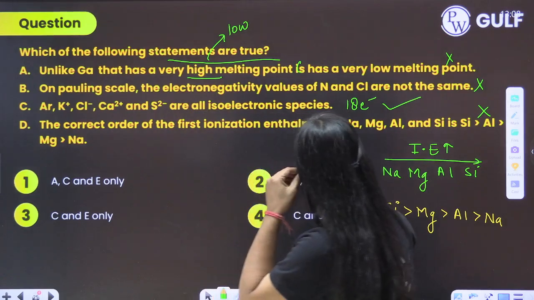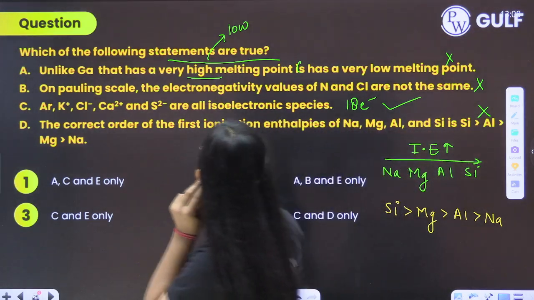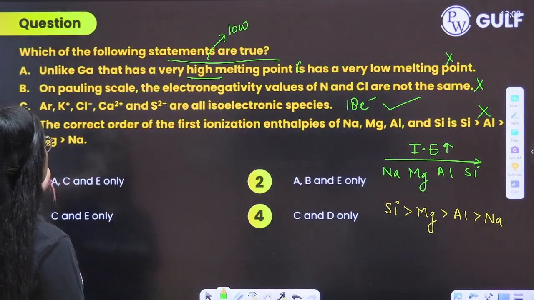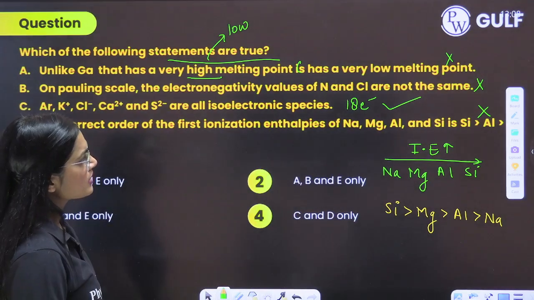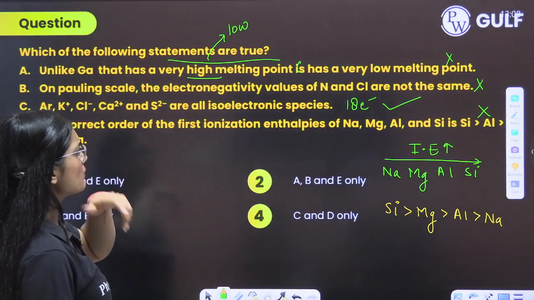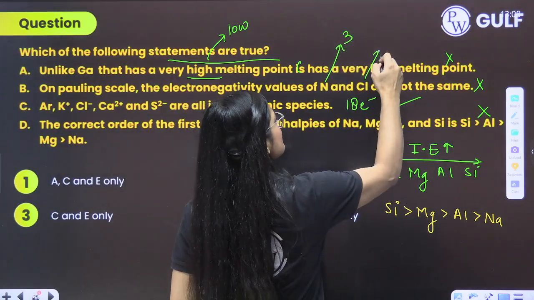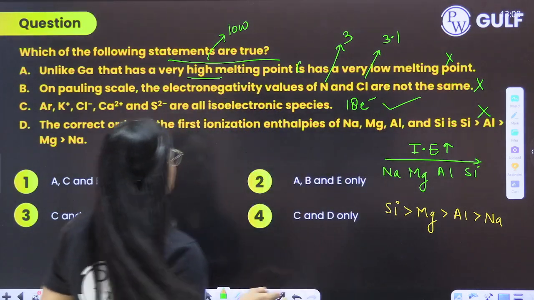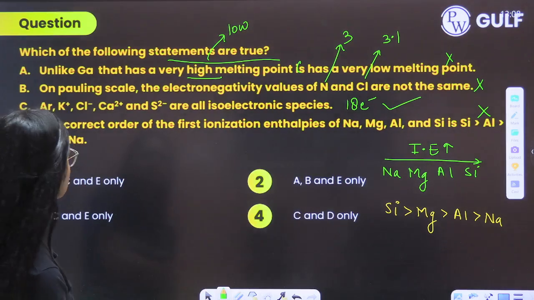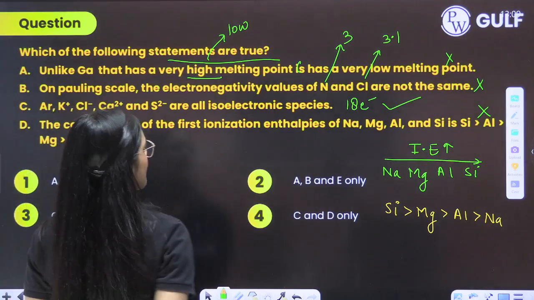So here, which option is correct? Statements which are true. Unlike gallium, this statement is wrong. On the Pauling scale, the electronegativity values of nitrogen and chlorine are not the same. But if I talk about nitrogen, it is 3, and for chlorine, it is 3.1. And this is also the correct order of ionization enthalpy? Silicon, aluminium, that is wrong. So here, which option is correct? Option C.